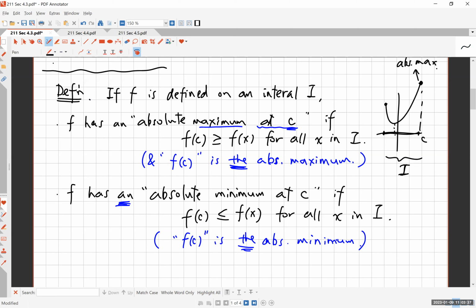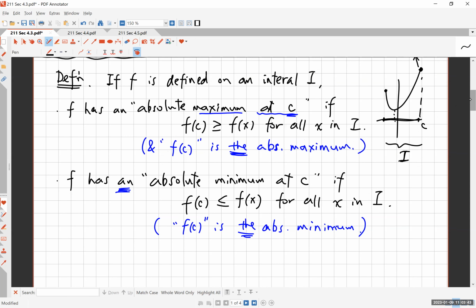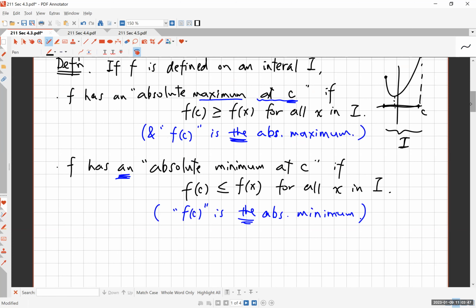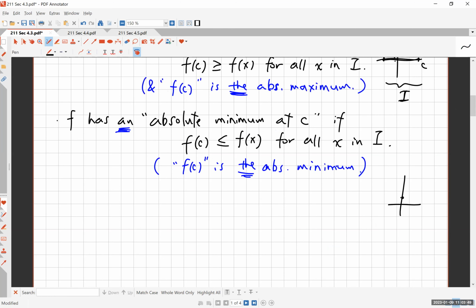And so again, we haven't talked about differentiability. We don't need f to be differentiable. This is just a definition about any kind of function. In fact, f doesn't even have to be continuous. Okay, if f is something like this, a step function, this is the highest y value, so that would be the absolute maximum, and this is the lowest point, so that would be the absolute minimum. So the function doesn't even have to be continuous.